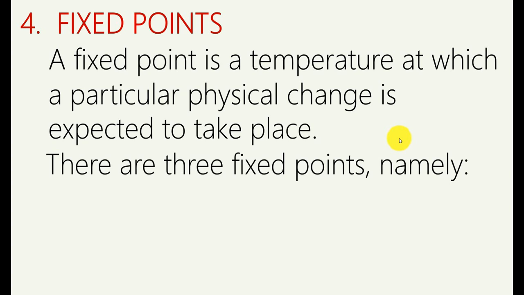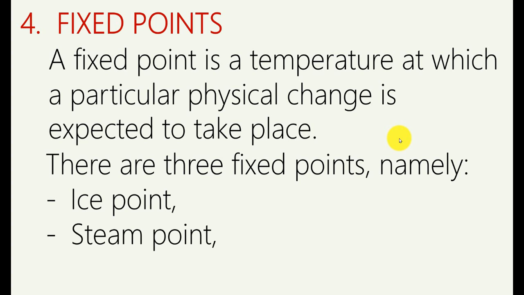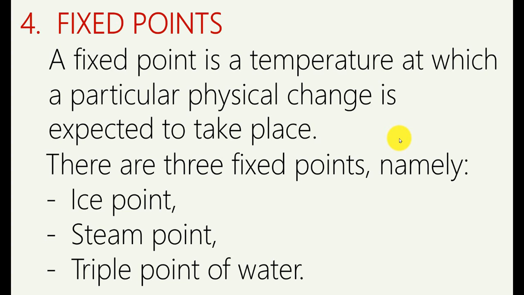So there are three fixed points, namely we have the ice point. In many books it's called the lower fixed point, the steam point, which is also called the upper fixed point, and then we have the triple point of water. Now the first two, the ice point and the steam point, these two are used when we are defining a Celsius scale. And then the triple point of water is used when we are defining or determining a Kelvin scale or a thermodynamic scale.